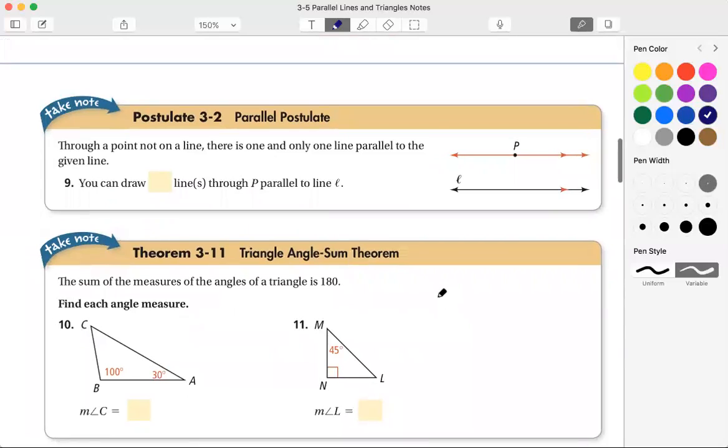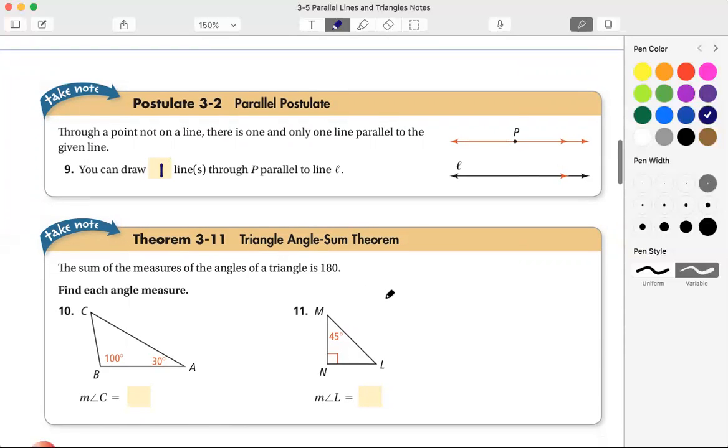All right, so parallel postulate. Through a point not on a line, there is one and only one line parallel to that given line. So I can draw one line through P that's parallel to L.